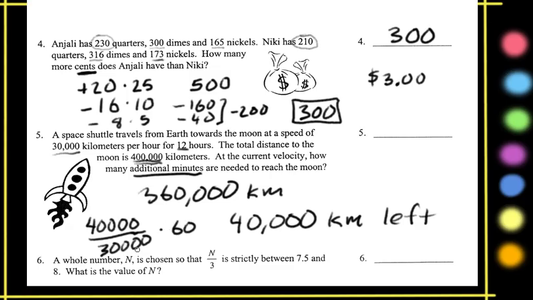Okay, so this 40,000 over 30,000 is going to be 4/3. So we have 4/3 times 60, and we can cancel this. It's going to be 20. So 4 times 20 is 80. So the answer there is 80.